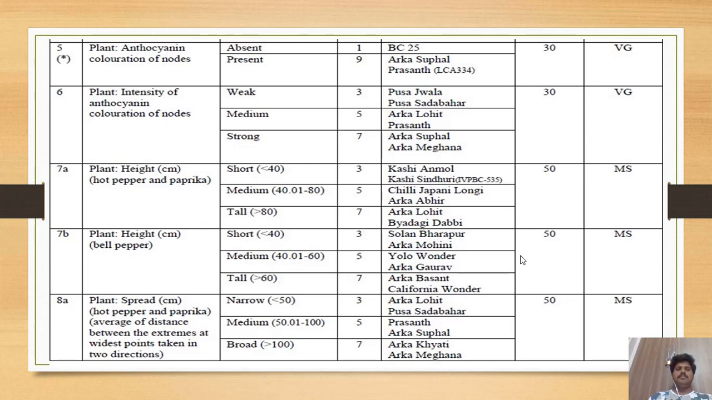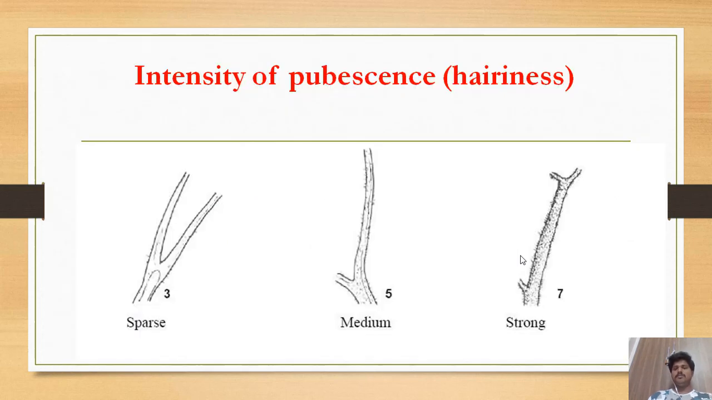And similarly, there are other characters like anthocyanin coloration of the nodes, which is either absent or present. So in this way, there are many more characters which need to be assessed all the time, with one character differentiating so that we can identify it as a variety. So that is the basic phenomenon of DUS.